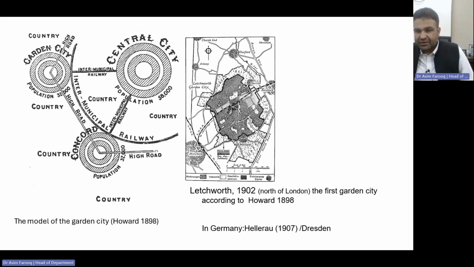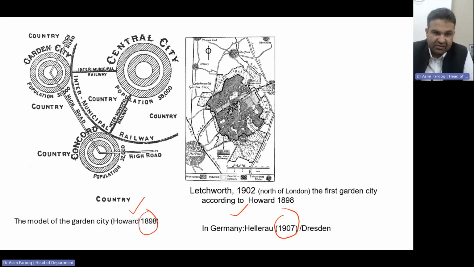And then the garden concept was introduced because, due to industrialization, high density areas without green and open spaces were filled, and that was unacceptable. Hygienic standards were also measured, and there was no clear social segregation or zoning concept. So the garden concept was introduced. This is the typical example from London, and this is the example from Germany. This is from 1898, and this concept was from 1907.